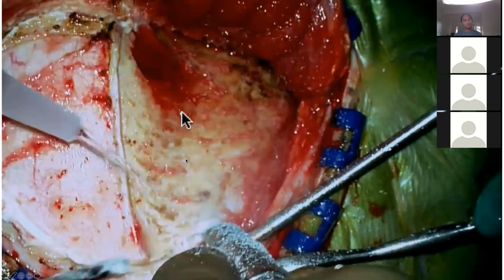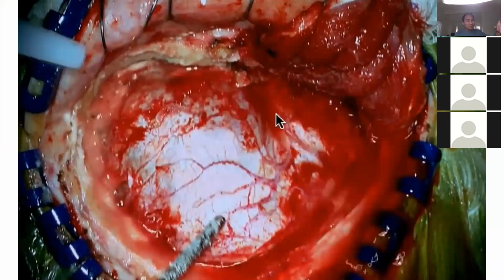And now the bone has been cut away and we can see the brain tissue here, which is, of course, covered with the brain coverings, which are called meninges. That's the way we do brain surgery.